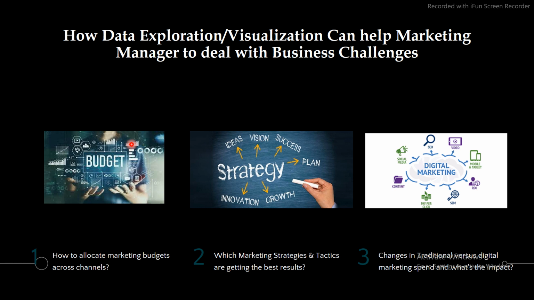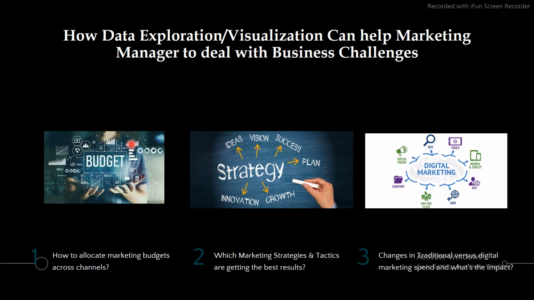Okay, so how to allocate marketing budgets across different channels? For example, if they want to promote their AI products in different channels, how are they going to allocate the budget? That can also be done. You can use these data exploration visuals, and you can tell your manager that you can use this many dollars in different channels. Maybe in social media you can use more budget, maybe in the physical mode you can use less budget.